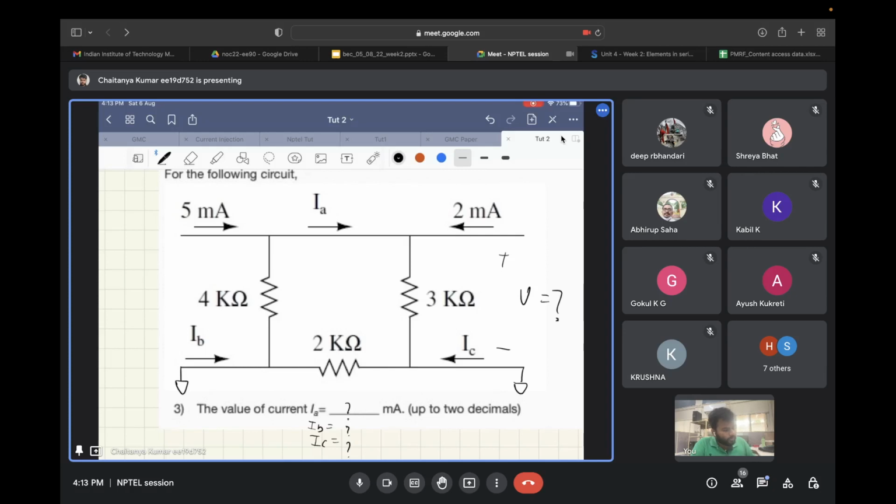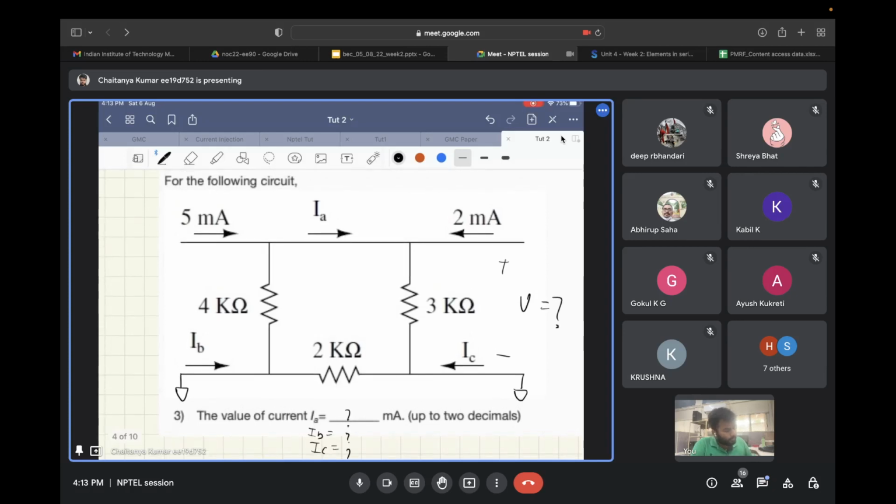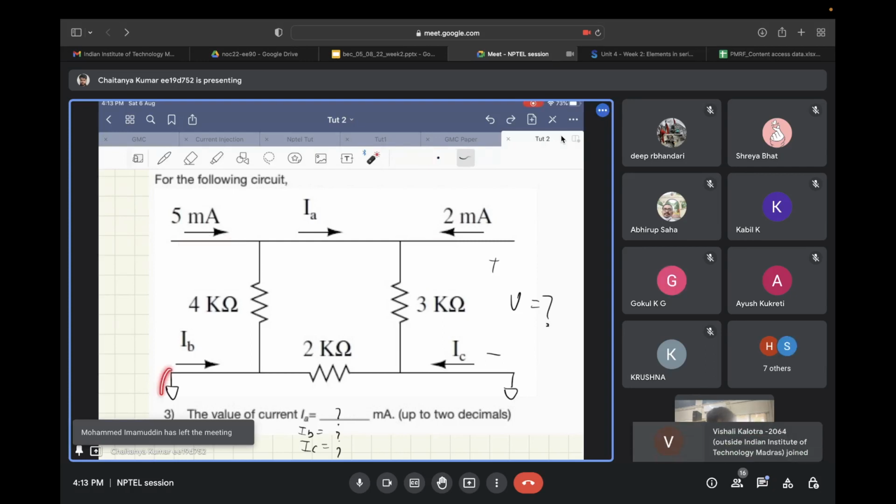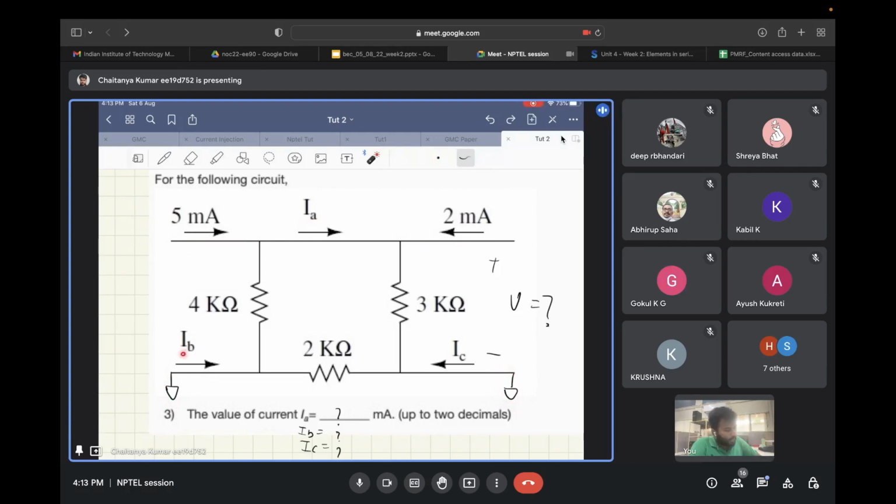So next question. We have two current sources pumping current into this network, and these two nodes are grounded. You need to find the value of IA, IB, IC, and the voltage developed across 3 kilo ohm. So first of all, find the value of IA, IB, and IC. I will give you some time, and if you are done, put the answers in the chat box. So please try it out.